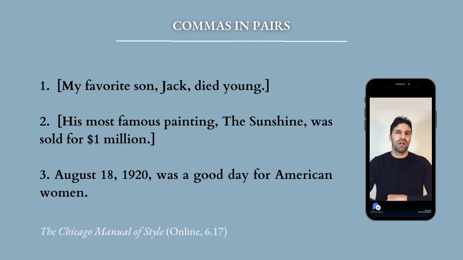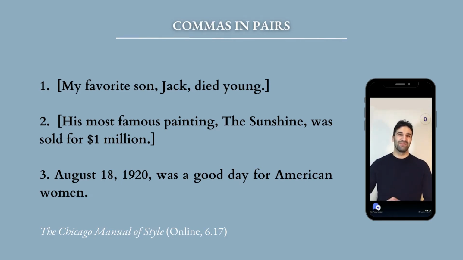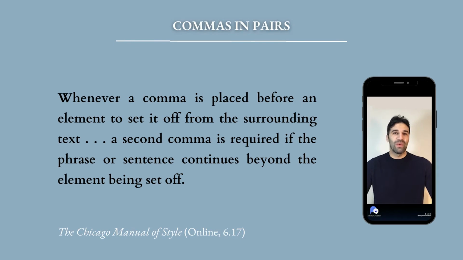So we put commas. But why on earth did I put 2 commas? Well, one tip was because we are stopping when we are reading it. But what is the standard academic reason? To learn that, please watch the rest of the video. The Chicago Manual of Style says whenever a comma is placed before an element to set it off from the surrounding context, a second comma is required if the phrase or sentence continues beyond the element being set off.